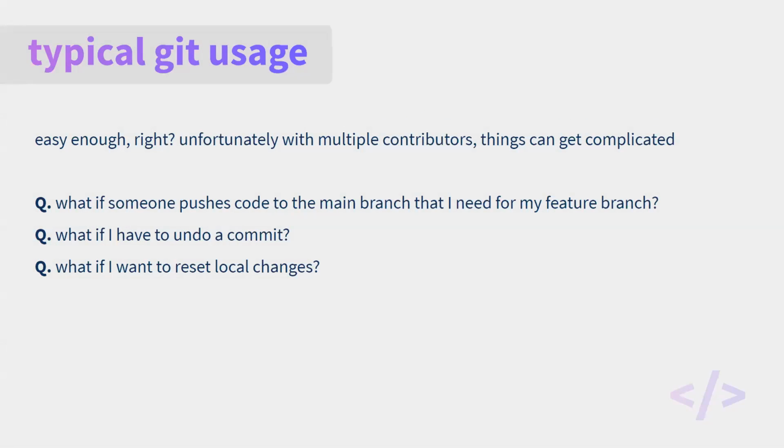Cool. So sounds pretty easy, but things can get complicated, right? It's an immutable system, so it's really hard to reverse changes, but it's definitely not impossible. A lot of issues that people run into with Git are: what if someone pushes code to the main branch that I need for my feature branch? What if I have to undo a commit? And what if I want to reset local changes? We're going to talk about all of that, because no doubt that will probably happen to you during your project.